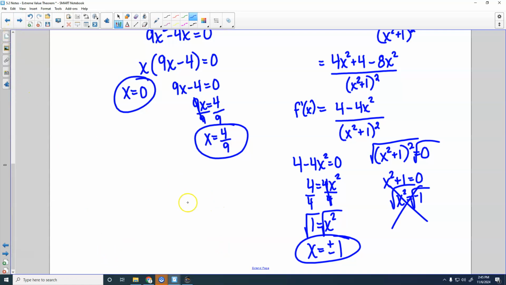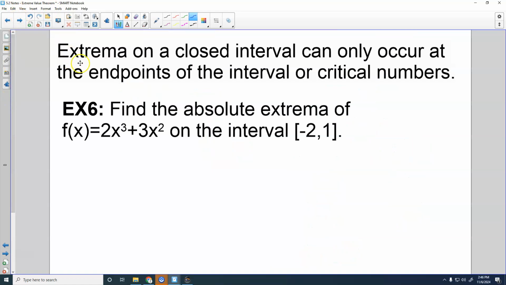Okay, questions? All right, so why are we doing this? What are we going to do? So, extrema on a closed interval can only occur at the endpoints of the interval or at your critical numbers. So this is key right here. So if they're asking you for absolute extrema, they can only happen at the endpoints or where your derivative is 0 or undefined.